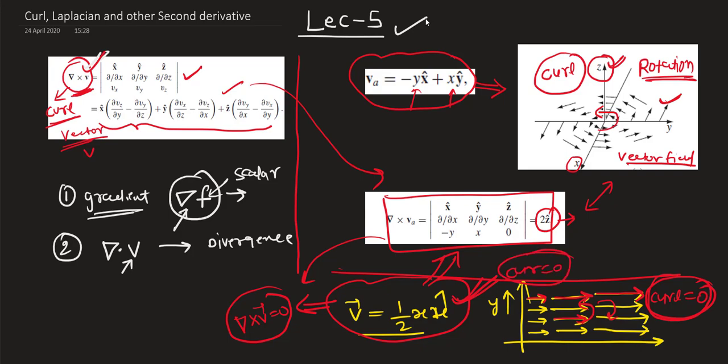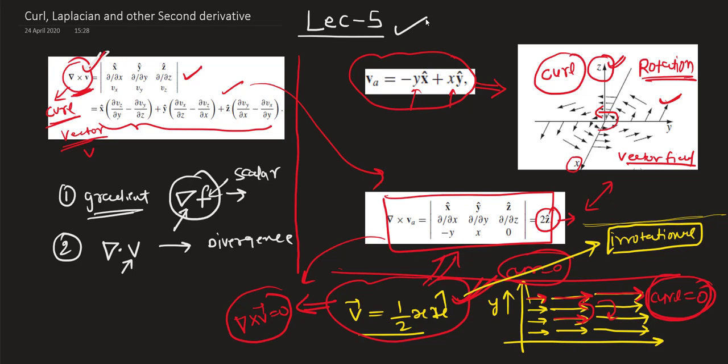Sometimes in the GATE exam, it is also asked in terms of whether this vector field is rotation free, so it is irrotational. Irrotational means simply that rotation is not present there. Rotation means the curl is nonzero, so if the curl is 0, that means there is no rotation, which means it is irrotational.